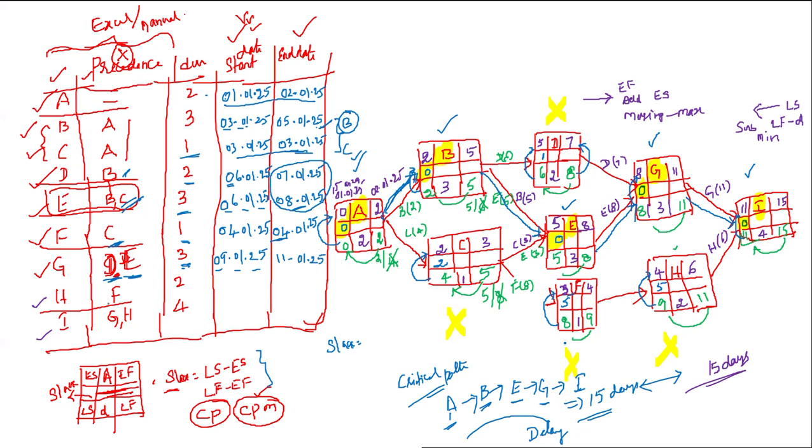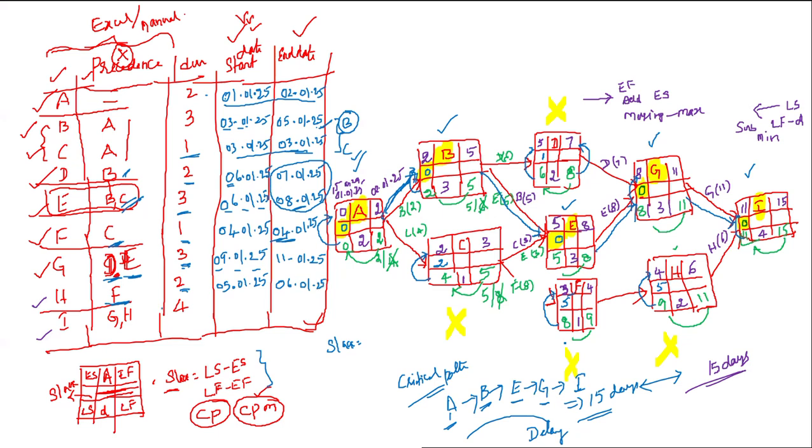And if you want to start H, you have to complete F. F will be completed on the 4th itself, so you can start on the 5th, 5/1/2025. It will take 2 days, that means the 5th and 6th. So the 5th and 6th are the completion days of this one.